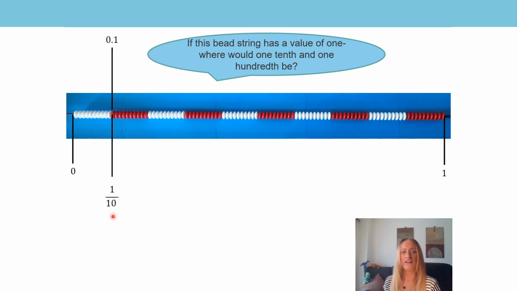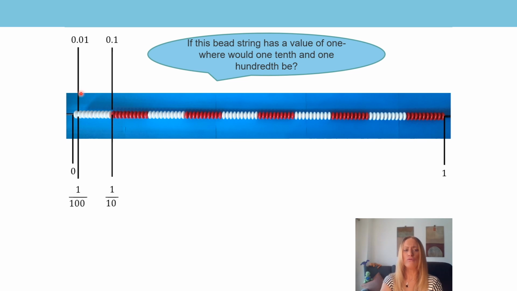Well done. Where did you put 100th? Put your finger where 100th would be. Did you put it here? Well done if you did. Fantastic. Why did you put it there? Because 100th represents one of the equal parts, and the whole 1 has been divided into 100 equal parts. So each bead is one of those equal parts.